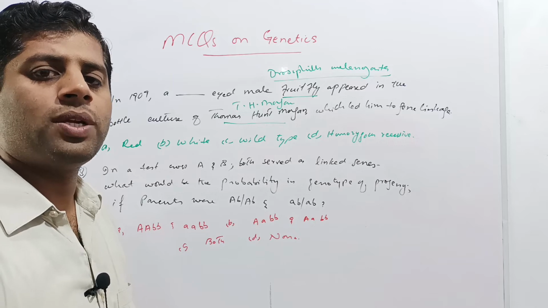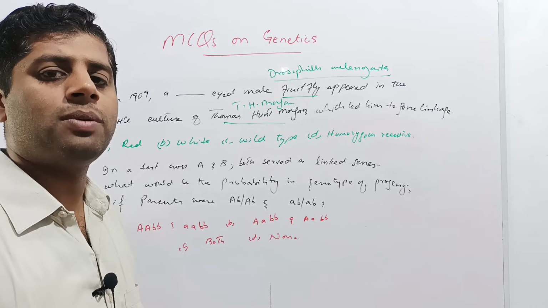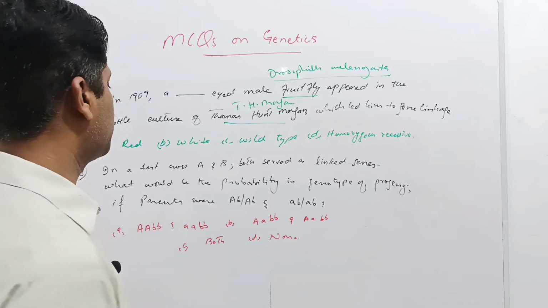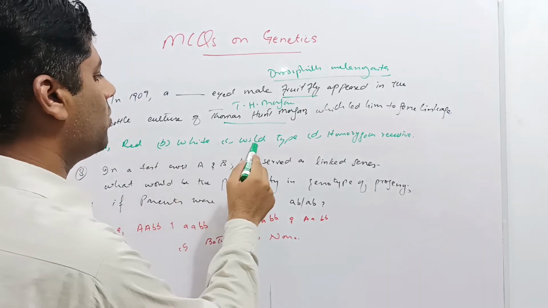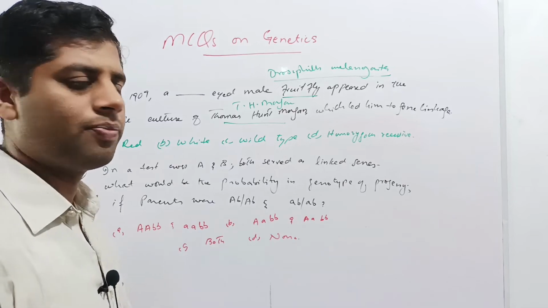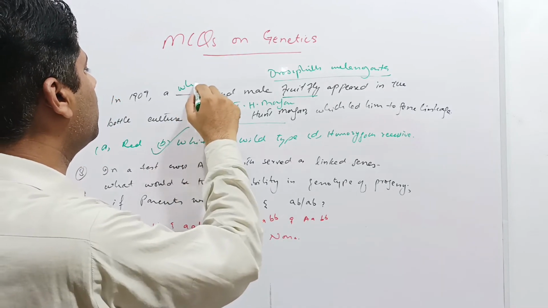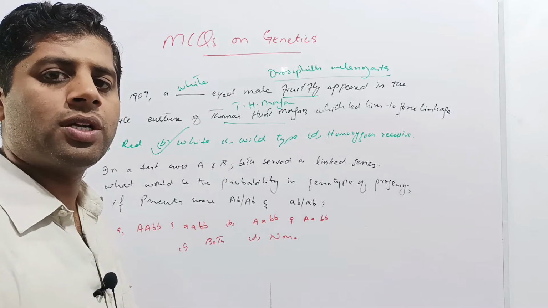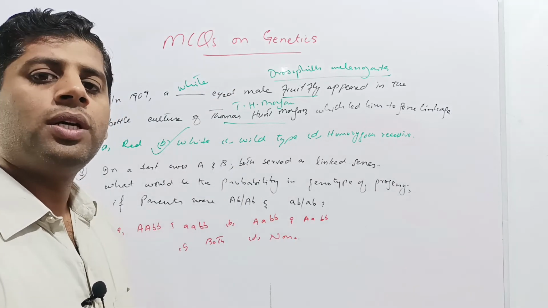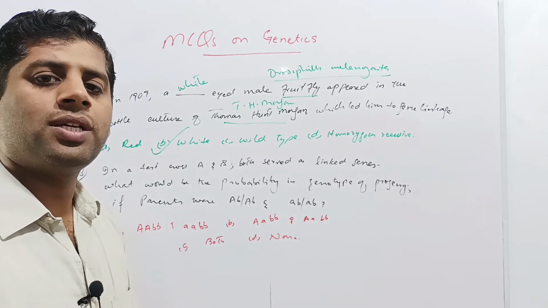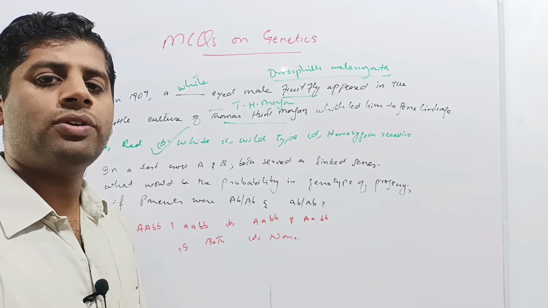Which kind of Drosophila melanogaster or fruit fly male appeared in the bottle culture of the T.H. Morgan experiment? Given options are red, white, wild type, or homozygous recessive. So option B is correct here: a white-eyed male fruit fly appeared in the bottle culture of the T.H. Morgan experiment, in which the cross was made between fruit flies without white-eyed color. Recessive genes emerged here, which led him to the phenomenon of gene linkage.